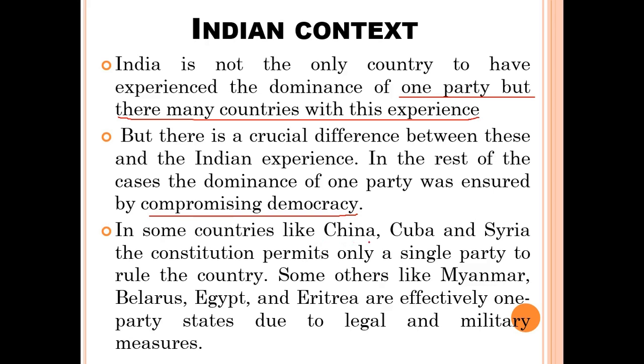In some countries, like China, Cuba, which we have already discussed earlier, and Syria, the constitution permits only a single party. There only the Communist Party will survive. Syria is not in this list, but in Syria also a single party is working. Some others, like Myanmar, Belarus, Egypt, and Eritrea, are effectively one party states also, due to legal and military measures, because their military is more powerful.